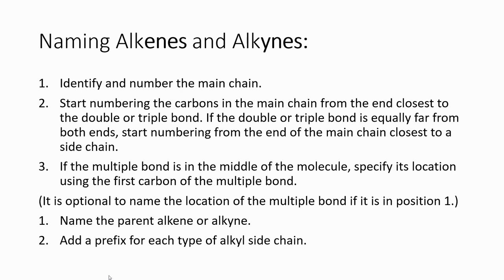Okay. We are going to put a number right before the parent chain to tell us where the double or triple bond is. If the double bond is in the first position, then the 1 is optional. I usually put it just to be very clear, but that is optional. Okay, we'll look at some examples. And then you name the parent as an alkene or an alkyne, depending on if it has a double or a triple bond. And then you're going to add a prefix for all of the substituent groups, just like you've already done. You already know how to name all of those side branches. Okay, questions?